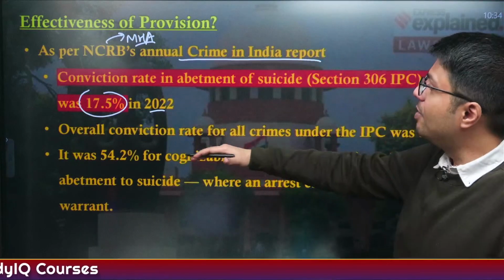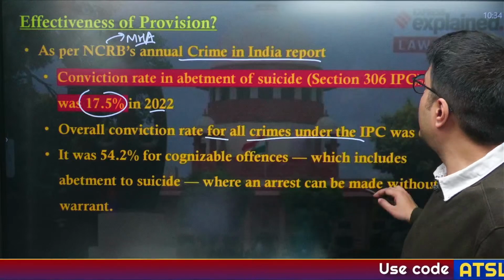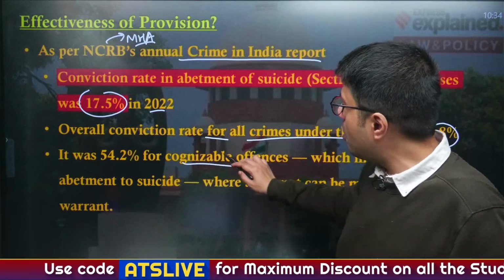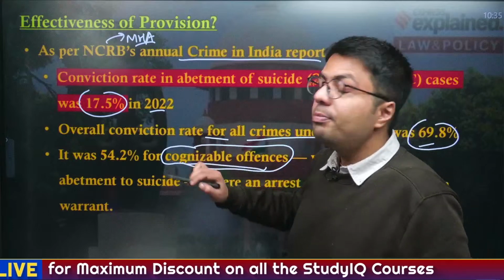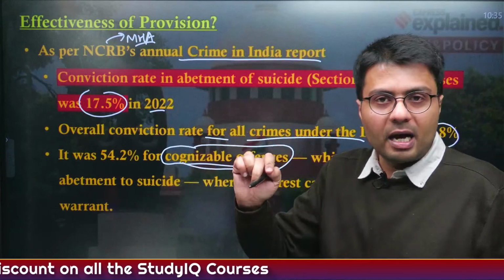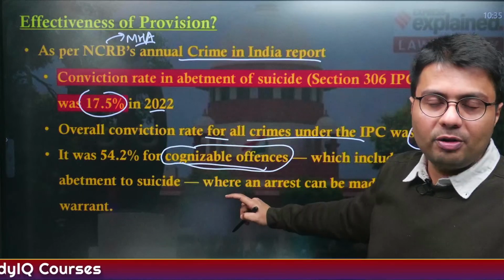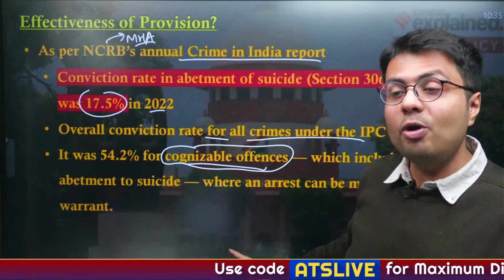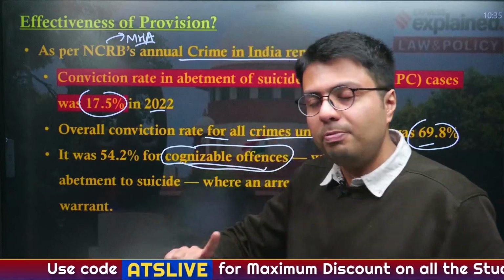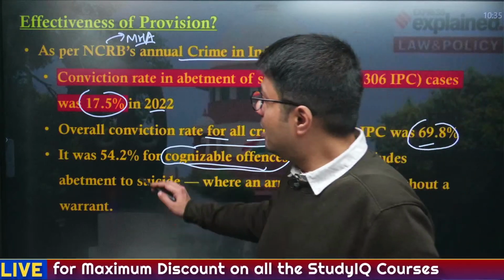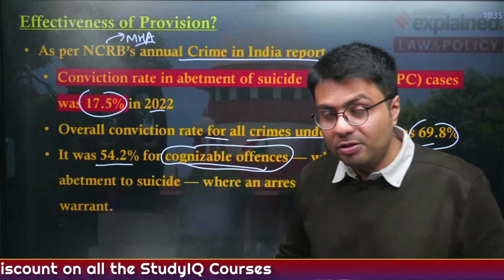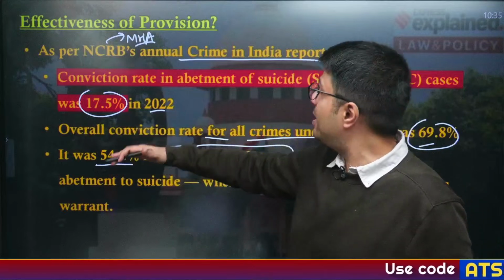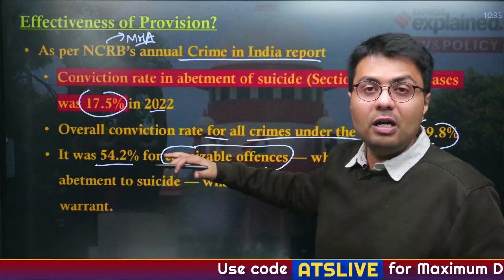Now this is quite low when you compare it to the overall conviction rate for all crimes under the IPC, which is close to 70%. And what about cognizable crimes? Cognizable crimes are those in which a warrant is not necessary before making an arrest, and this is the same in the case of abetment of suicide. If a person is accused of abetting a suicide, the police do not require a warrant; they can arrest the person directly based on the accusation of abetment of suicide. In such cases, only 54.2% have been convicted. So you can see the conviction rate for abetment of suicide is low when compared to overall crimes or even crimes which are cognizable in nature.